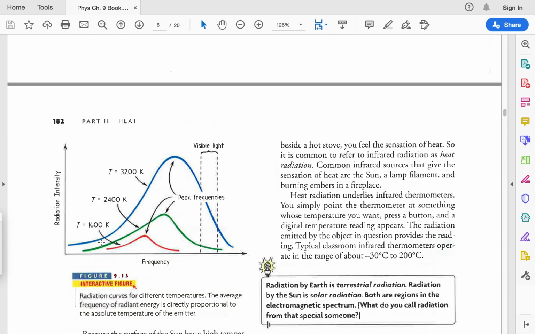Here's some frequencies of the wavelengths, and in this area, this is what we call visible light. This is the visible spectrum. Here are temperatures: 3200 Kelvin, 2400 Kelvin, 1600 Kelvin. Okay, different temperatures of radiation.